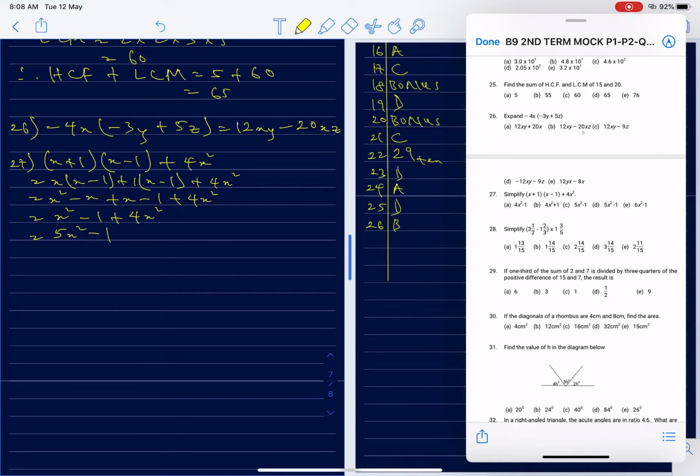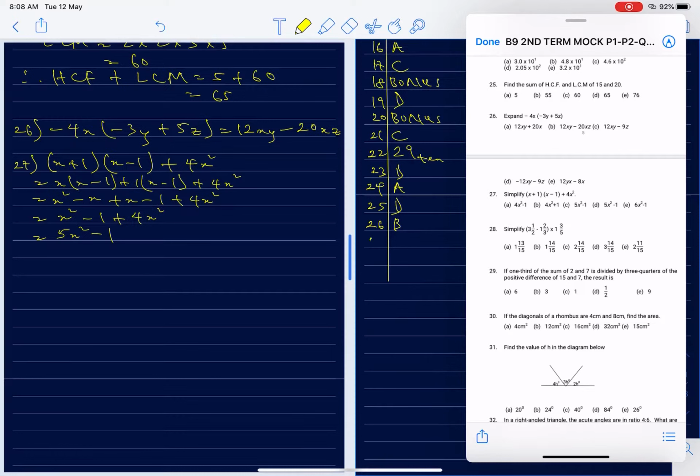And what's the correct option for that? That's D, 5x squared minus 1. 27 equals D. Now let's make the line longer.